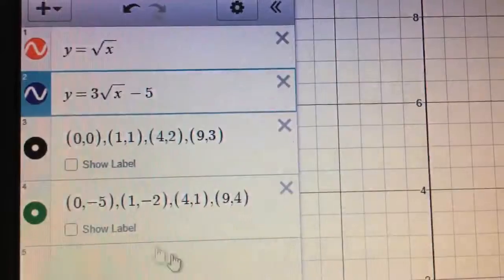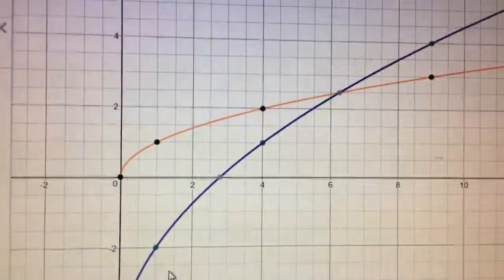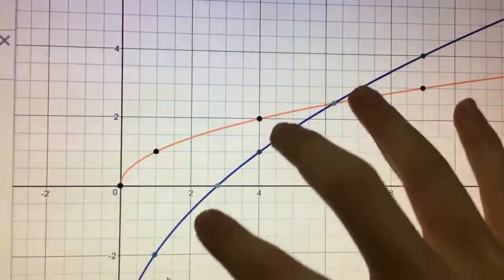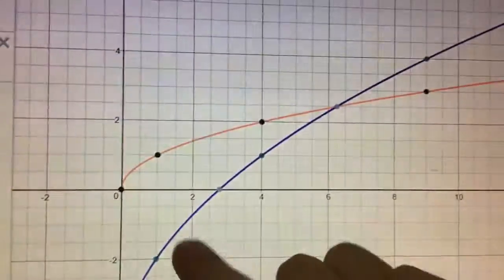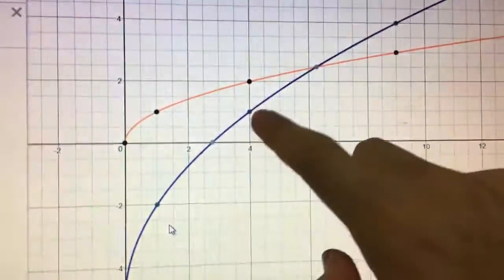Also, graphically, here I graphed the two functions in orange and purple. Notice the transformed function in purple has been stretched vertically. In other words, it's taller, so to speak. Also, because of that vertical shift 5 units down, notice how it starts out further down.